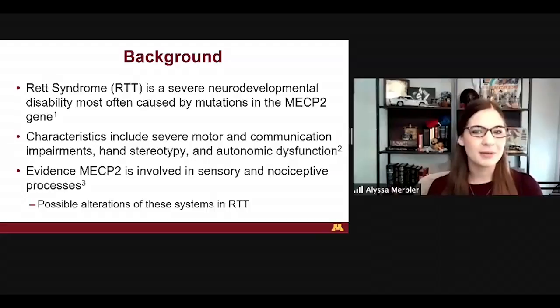There's evidence that the MECP2 gene and protein is involved in sensory nociceptive processes, with initial preclinical and clinical work suggesting that multiple systems related to pain behavior and nociception are altered in Rett, such as the opioid system, epidermal innervation, and increased levels of beta endorphin.